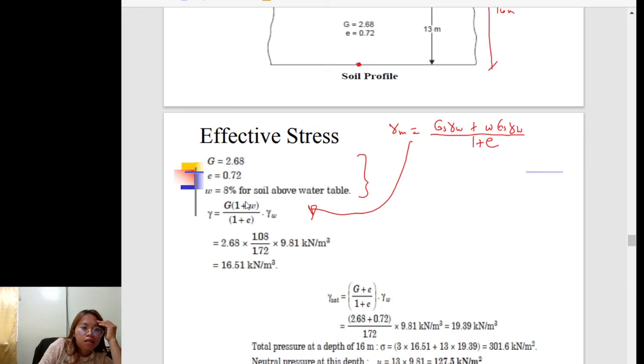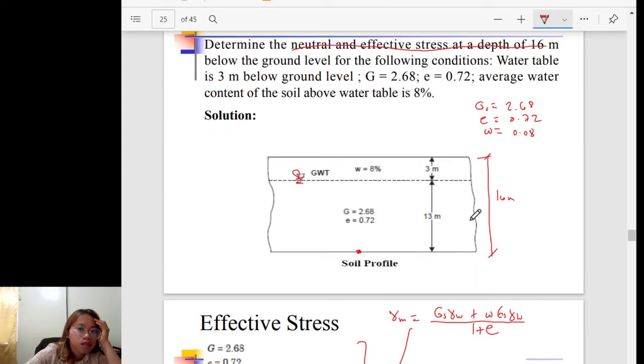So substitute the values. This is 2.68, the specific gravity, times (1 plus 8% water content, 1.08), over 1 plus the void ratio, times the unit weight of water. So this is the moist unit weight of the soil for this layer.